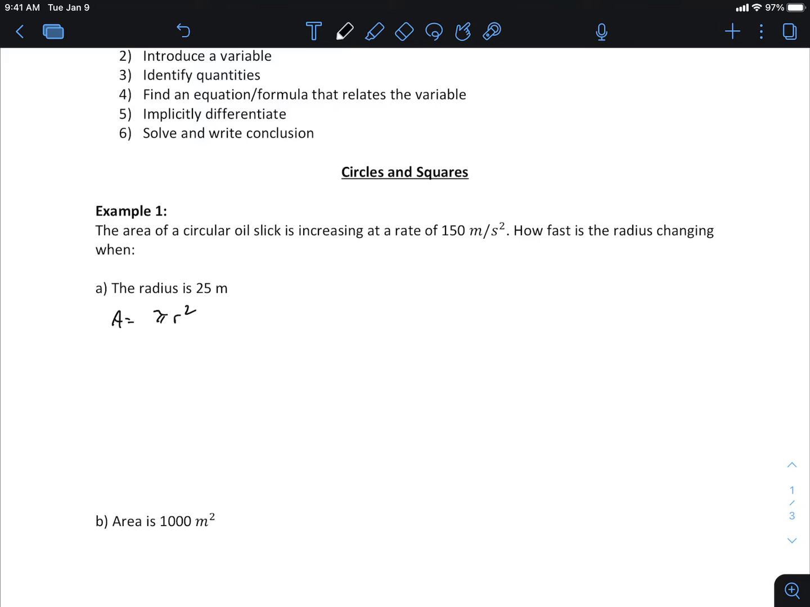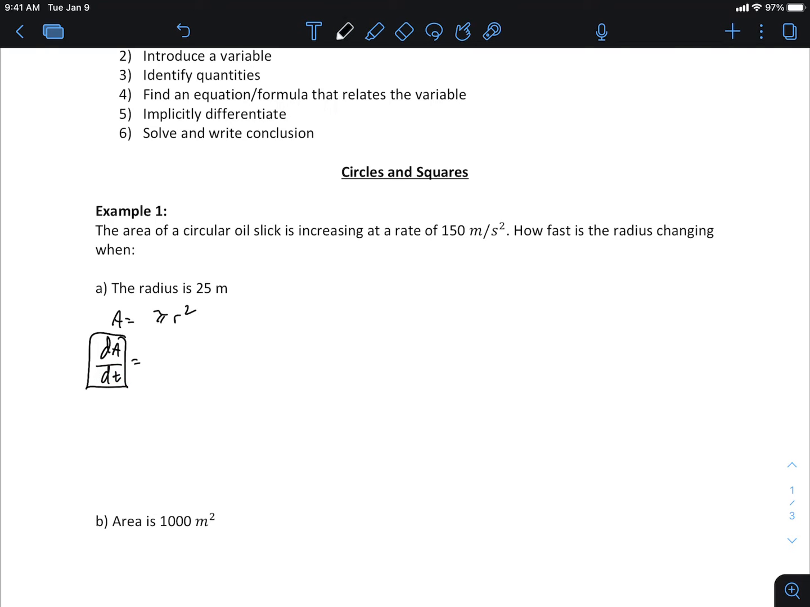If we were interested in differentiating, this is your implicit differentiation skills coming into play. Ultimately, we're interested in finding how this is changing relative to time. So ultimately, what I want to do is find dA by dt. I want to differentiate this equation because differentiation tells us the rate of change. And if I differentiate this equation with respect to time, this is the important part, because that's how it's changing.